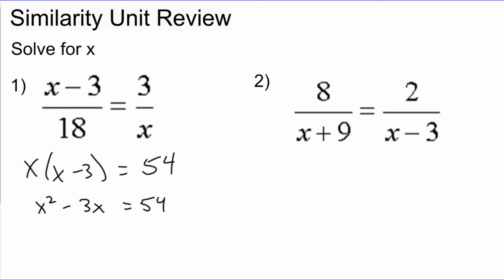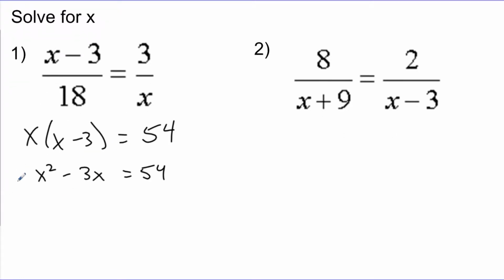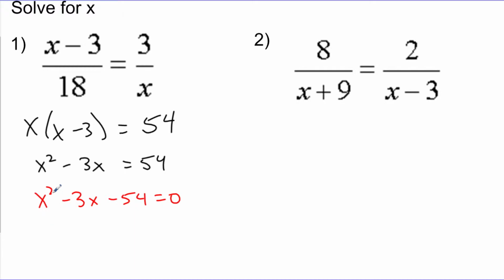Okay, and then to solve any problem that has a squared in it, or a quadratic problem, one of the most prominent strategies is to set it equal to 0. So I'm going to subtract the 54 over to the left and turn it into a trinomial. x squared minus 3x minus 54 is equal to 0. And I'm doing that because this is now a factorable expression. So we're looking for numbers that multiply to negative 54. The same numbers have to add up to negative 3. And in this case, I can say negative 9 and positive 6.